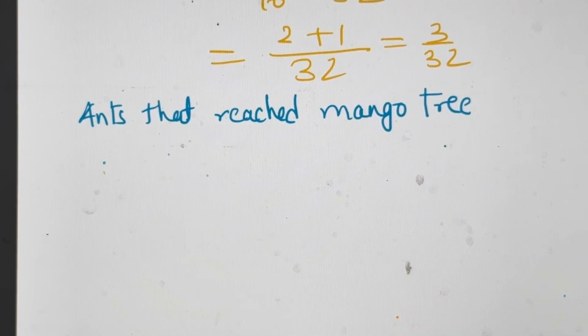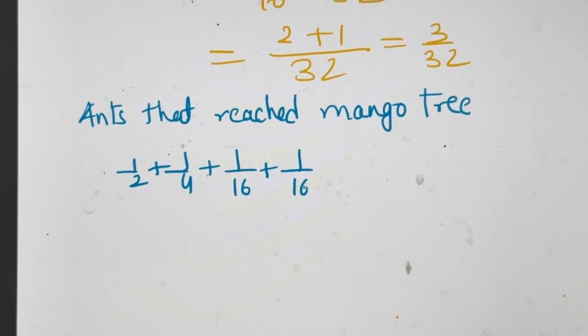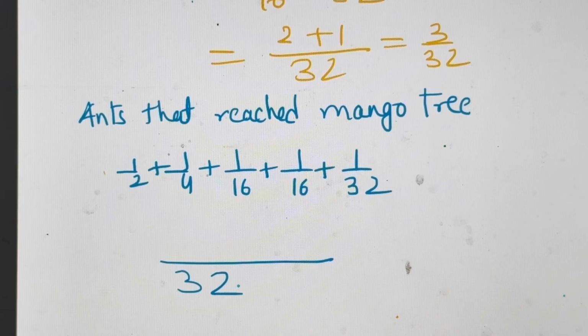So what were the fractions? Half plus 1/4 plus 1/16 plus 1/16 plus 1/32. In this case also, if you observe, there is no need to find the LCM because 32 is the number and these are all factors of 32. 2, 4, 16, all are factors of 32. So 32 would be the LCM, right? 32 is the LCM.